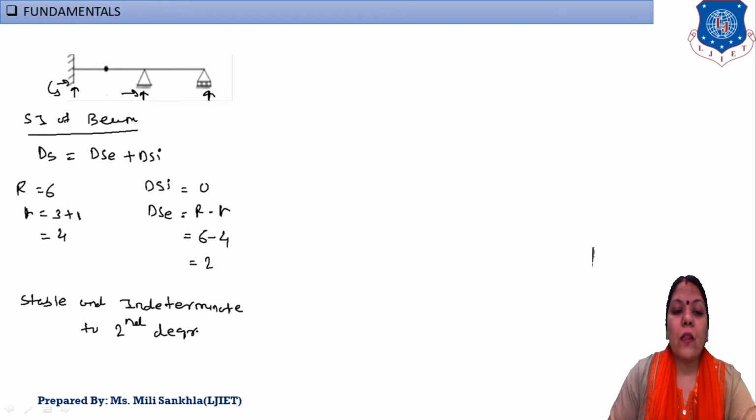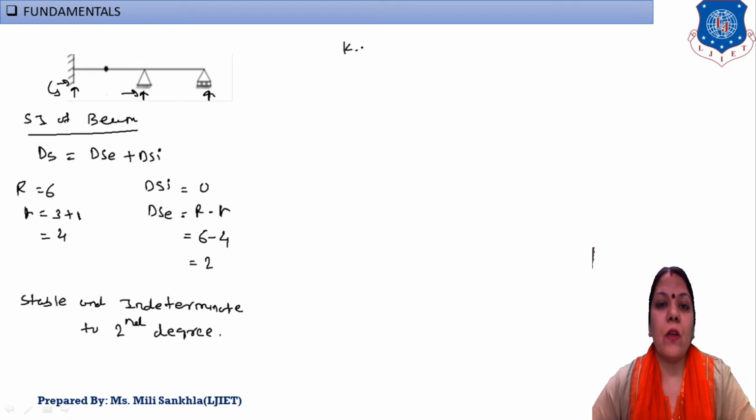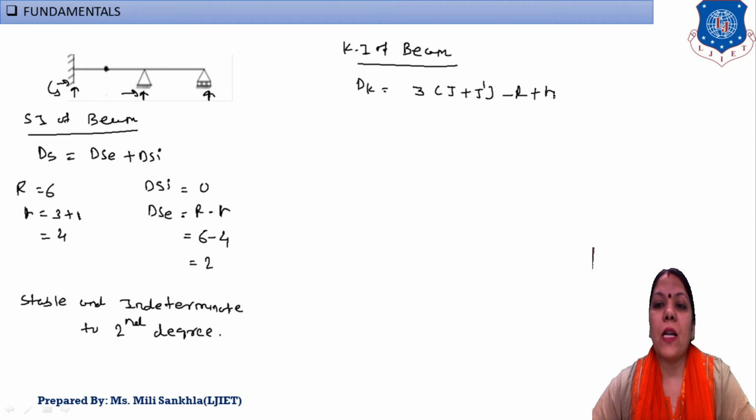Okay, now next we find out Ki. Write down Ki of beam. Now what is the equation of Ki of beam? Because internal hinge is given here, Dk is equal to 3j plus j dash minus r plus rr.